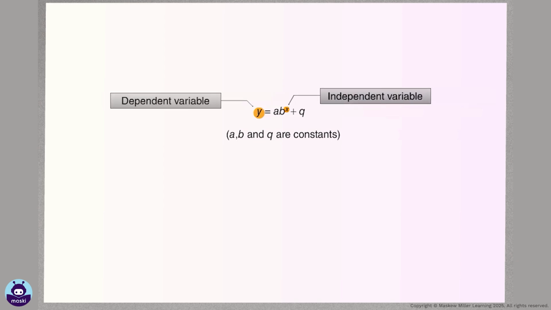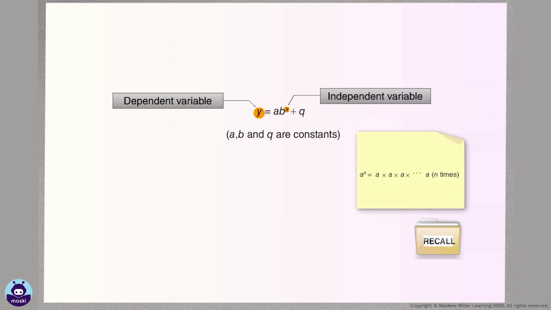Functions of the form y = a·b^x + q are called exponential functions. Here, a, b, and q are constants. What is the relationship between the two variables, the independent variable x and the dependent variable y, in this type of function? Recall from chapter 2 that an exponent is a way of writing a number that is multiplied by itself several times.